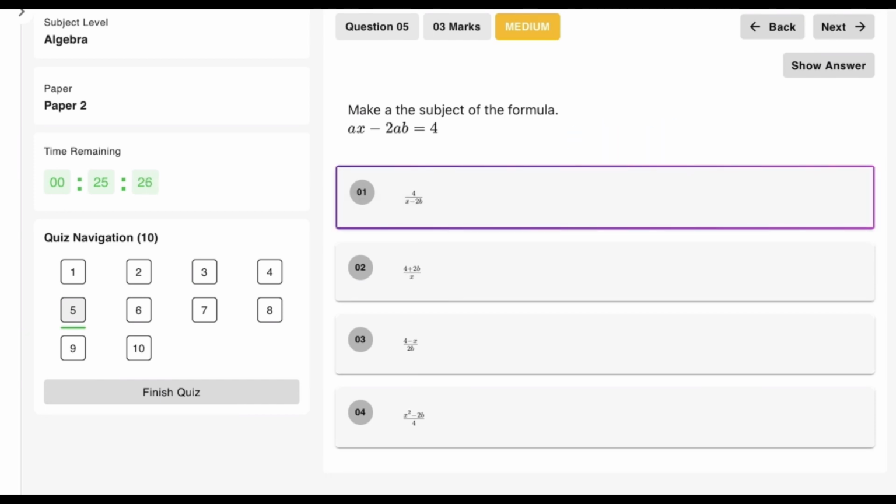And that brings us to the end of the lesson on changing the subject of the formula.